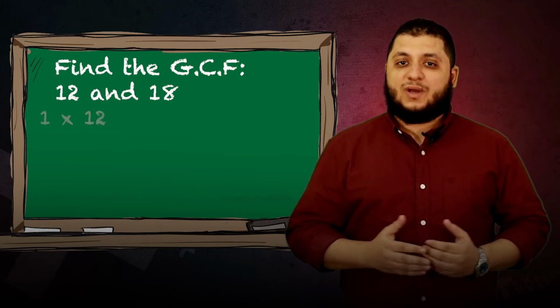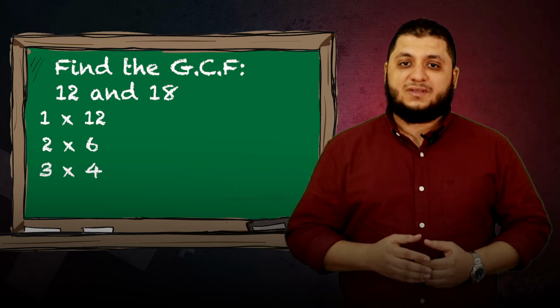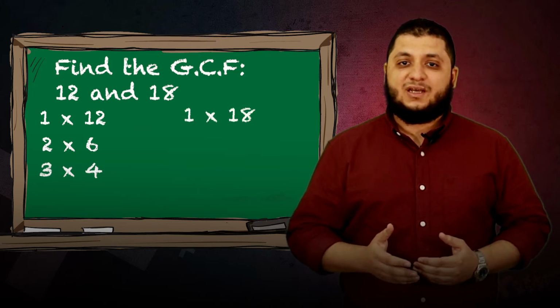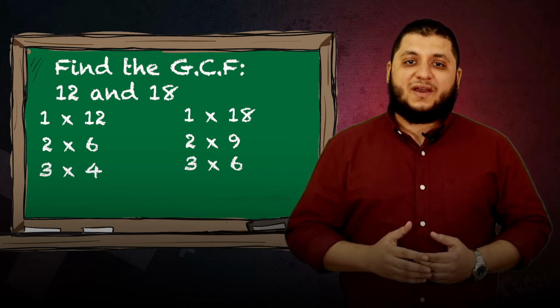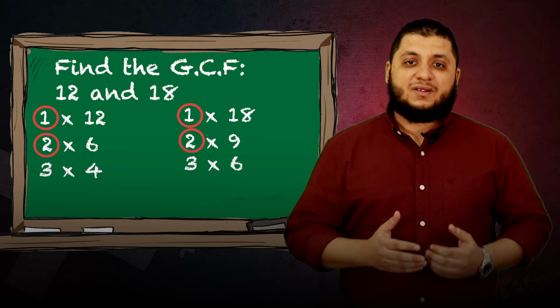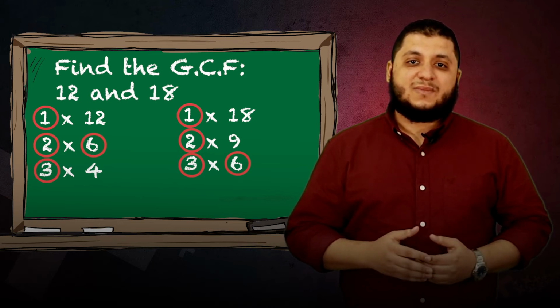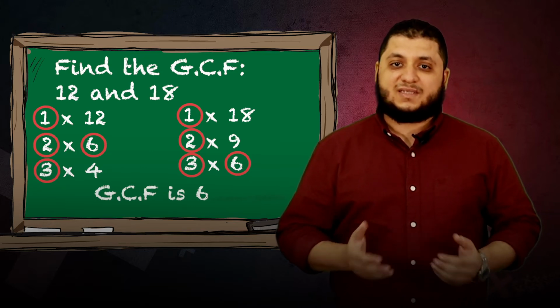As we know, 12 is 1 times 12, 2 times 6, and 3 times 4. 18 is 1 times 18, 2 times 9, and 3 times 6. Now we have the common factors between 12 and 18, which are 1, 2, 3, and 6. The greatest one is 6. So the greatest common factor between 12 and 18 is 6.